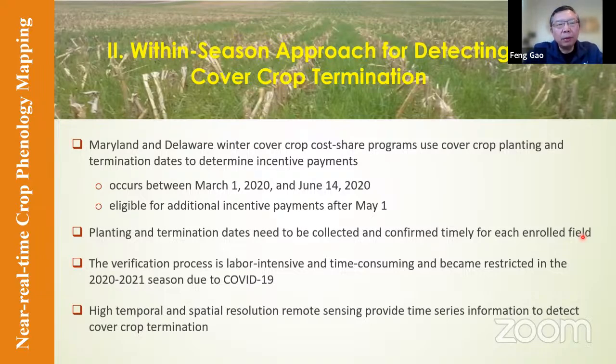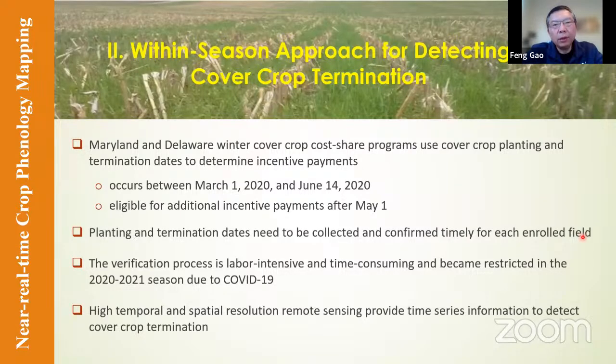Maryland and Delaware, on the eastern shore of the United States, have a winter cover crop cost share program. They use the cover crop planting data and termination data to determine the incentive payment. The Departments of Agriculture from Maryland and Delaware pay the farmers to plant cover crops to protect soil and improve watershed management.